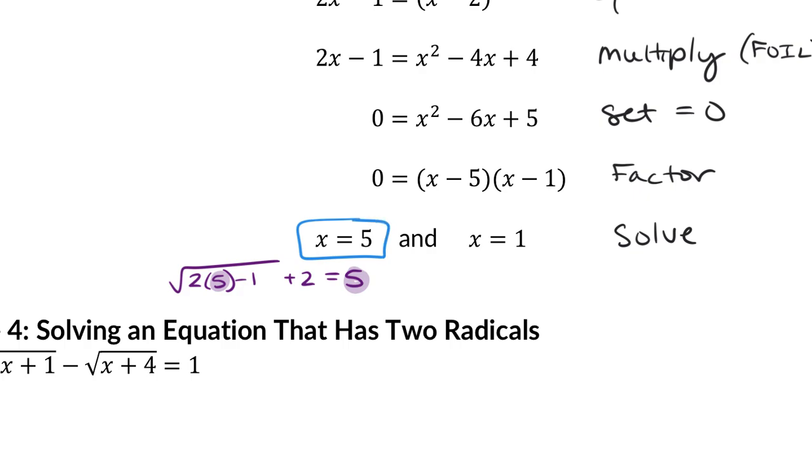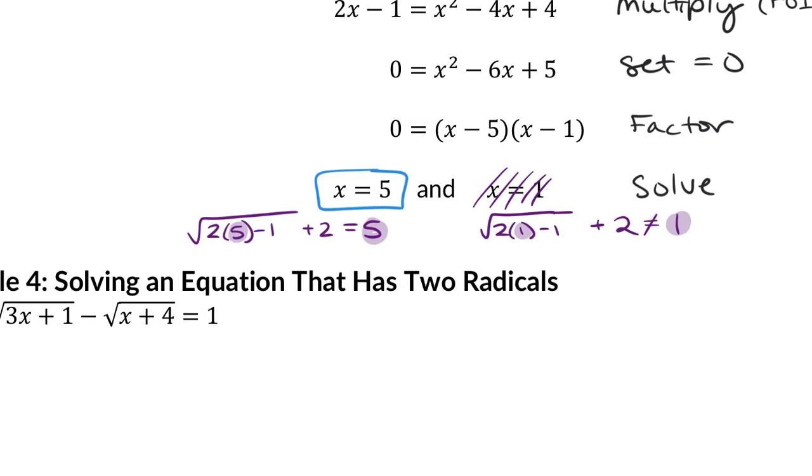He's good. But if we go check this one, 2 times 1 minus 1, quantity plus 2, is that equal to 1? Again, these are the two places where the x was in the equation. 2 times 1 is 2. 2 minus 1 is 1. Square root of 1 is 1. Plus 2 is 3, and 3 is not equal to 1. Therefore, this is an extraneous solution, and we'd have to throw it away.